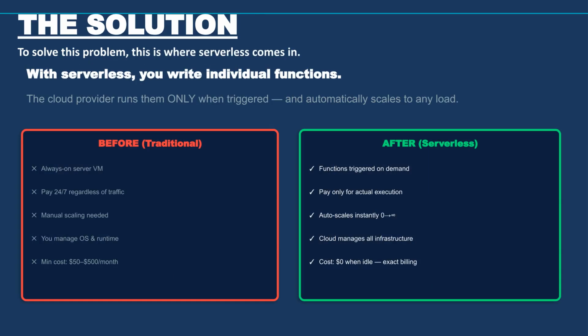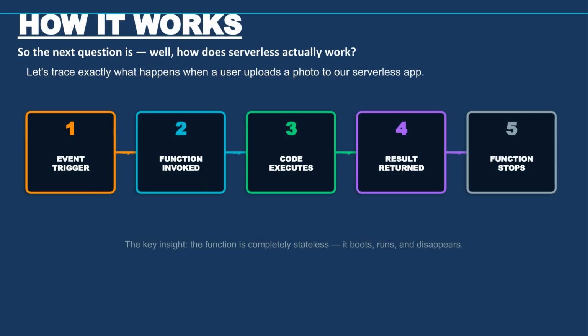Serverless is the solution. You write individual functions, and the cloud runs them only when triggered and automatically scales to any load. This means functions are triggered on demand, you pay only for actual execution, and the cost is $0 when idle. Let's trace exactly how serverless works.